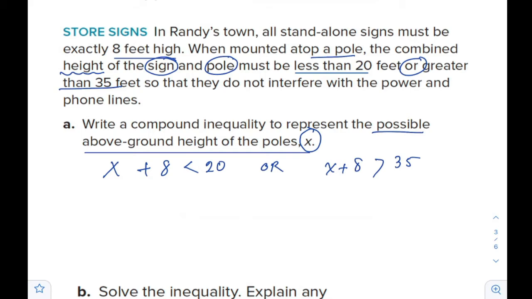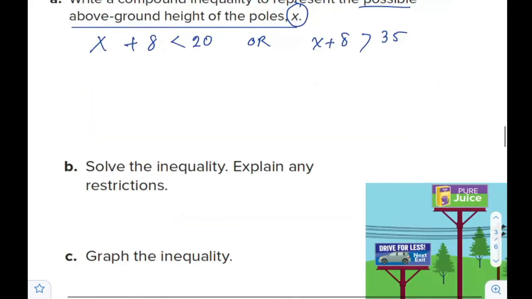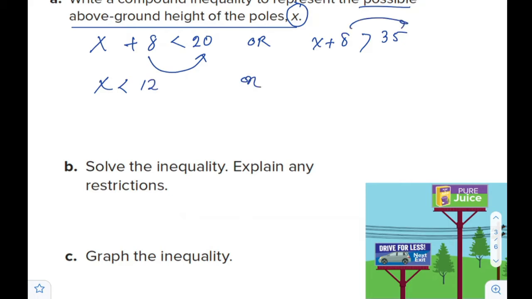How can we solve them? We will solve each one separately. This will be x less than 20 minus 8, which is 12, or the other one, x more than 35 minus 8, which is 27. So the solution will be x less than 12 or x more than 27, where x is the height of the pole as well.